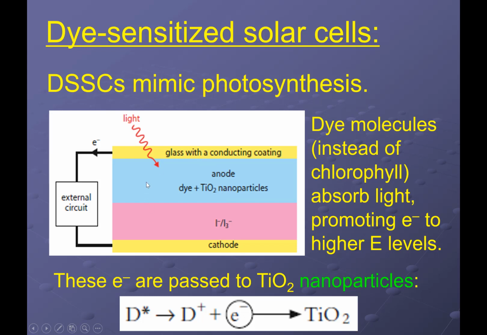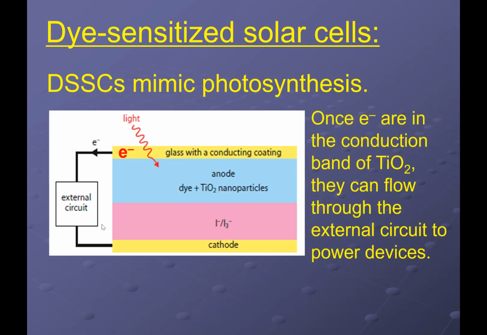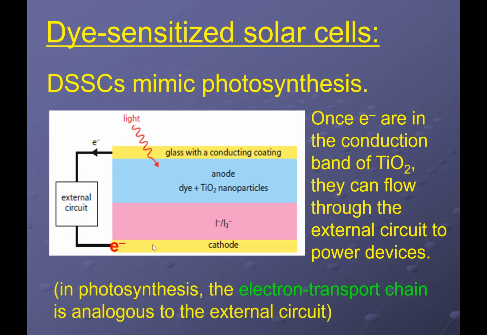It can't pass through this PN junction here, but we've allowed an external circuit to pass through. So what ends up happening is the electrons, once they're passed to titanium, can be passed through the external circuit down towards the cathode. The cathode is a site of reduction, so usually what ends up happening is our iodide ends up picking up those electrons. As the electrons pass through, that's mimicking an analogous structure called the electron transport chain in the living analogy.